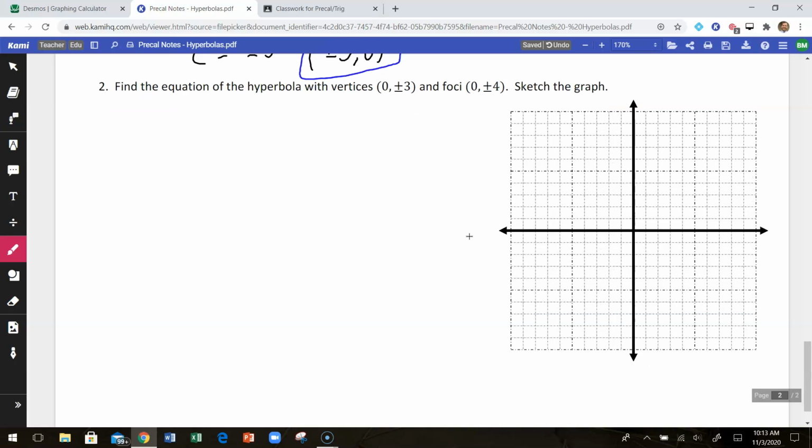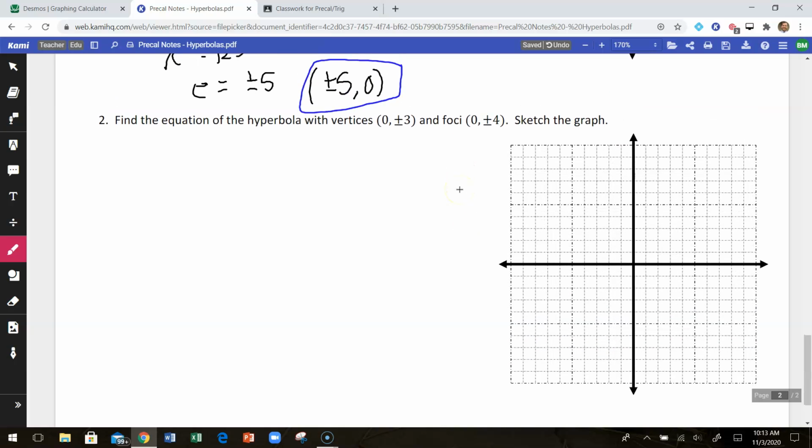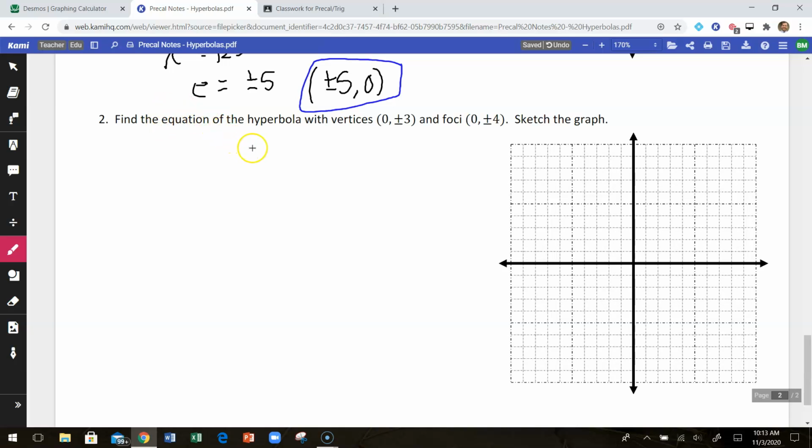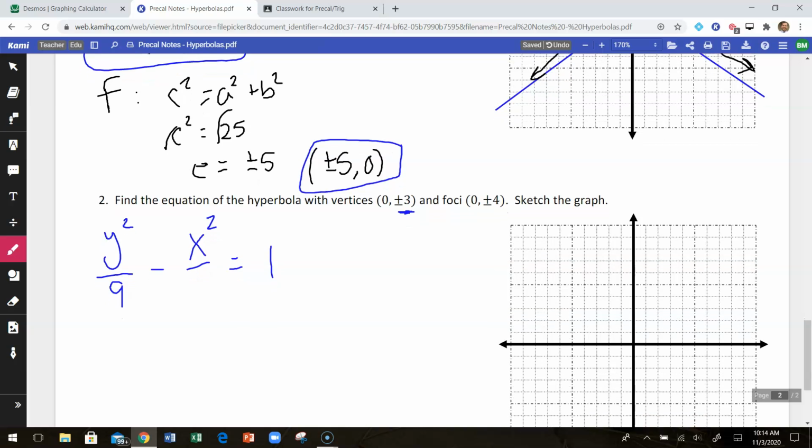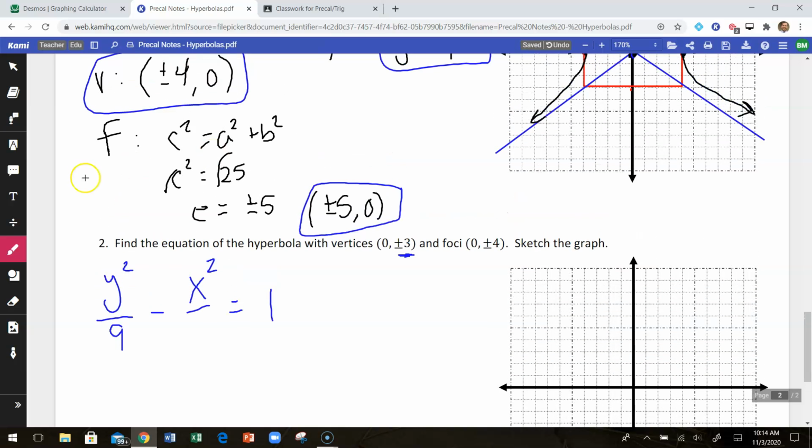Second equation here, we have the vertices, we have the foci, we want to sketch the graph. So I'm going to write the equation and then also sketch the graph here. Now, my vertices in this case are y coordinates. So that tells me that with my equation, it's going to be y squared minus x squared. And I also know that since my vertices are plus and minus 3, this is going to be 9. Now, the x squared, the number underneath here, could be a bigger number. But I know that because this is 3, and it's a y coordinate, my stretch is vertical, and the number underneath y would be 9.